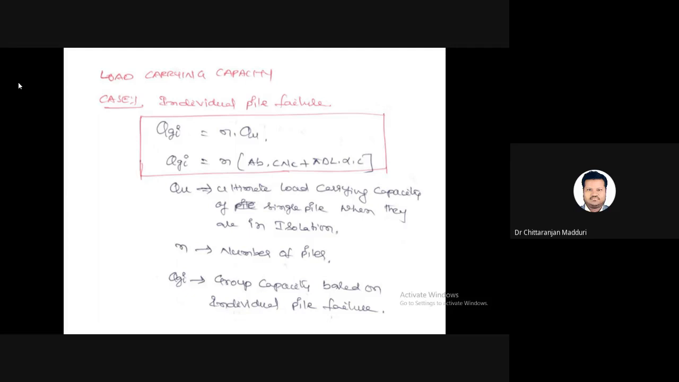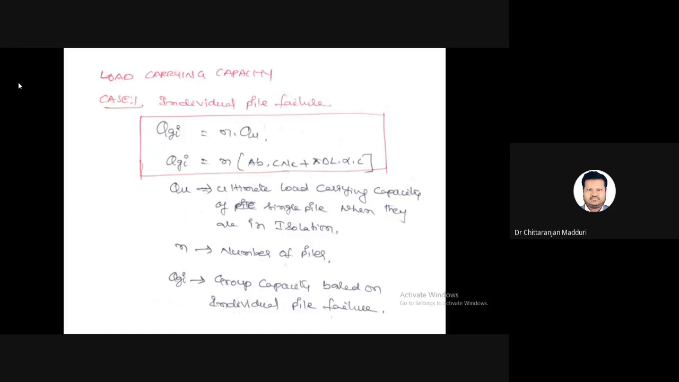A_B is the area of the pile at the base. C is the cohesion of the soil at the base of the pile. N_C is the bearing capacity factor; for clay soils, it is a constant 9. Pi D L is the surface area of the pile, if it is circular. Alpha is the adhesion factor. If it is a stiff clay, it is less than 1.0. If it is a soft clay, alpha is assumed as 1.0. C is the average undrained cohesion around the pile. This is the formula for calculating load carrying capacity of the pile by considering individual pile failure.